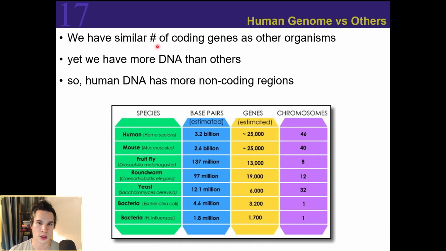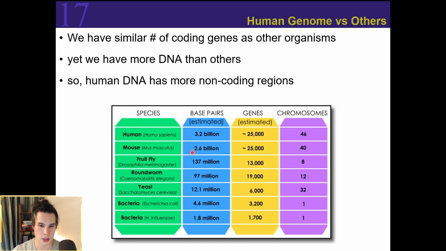So we have a similar number of genes as other organisms, yet we have more DNA. We have more DNA volume in our genome than other organisms. So therefore, humans will have more non-coding regions. If we look here, humans have 3.2 billion base pairs in our haploid genome. However, we're only coding for about 25,000 genes.